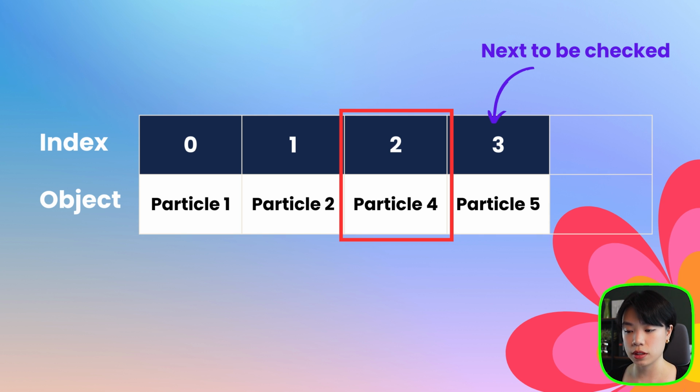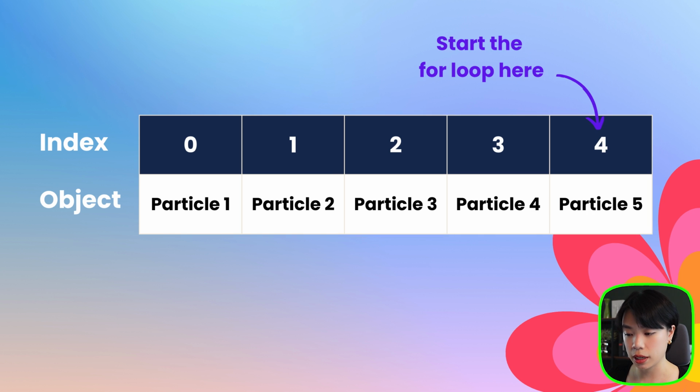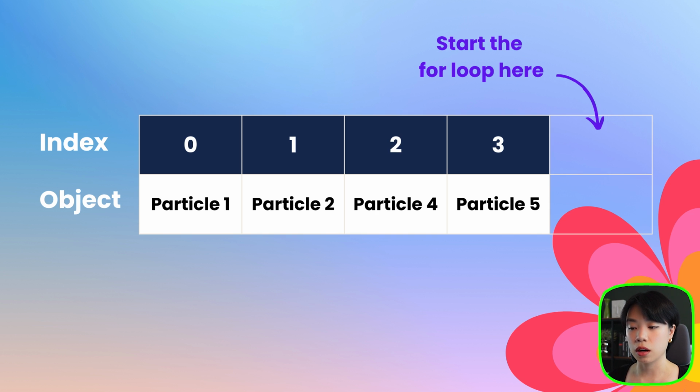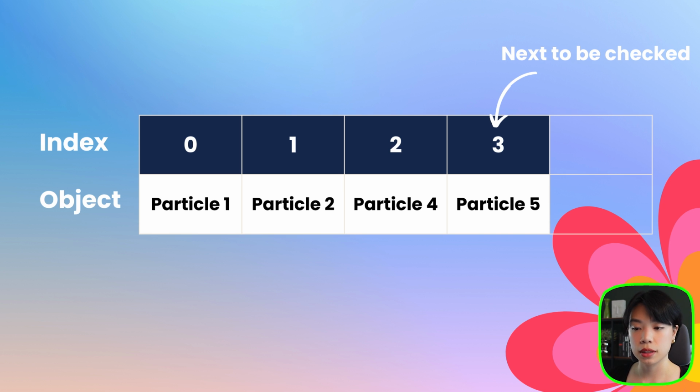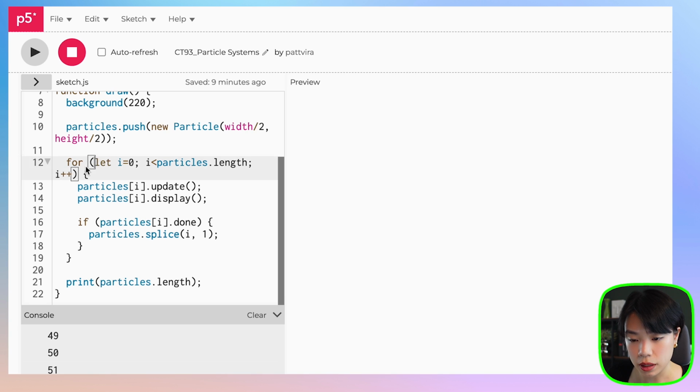So what we can do to fix this issue is that instead of looping forward, we can do it backwards, right? So what we want to do is start from i equals the length of the array minus 1, and then go backwards. This way, when an object gets removed and everything to the right gets shifted to the left, none of the objects will be skipped. So we want to change from this forward loop to a backward loop.